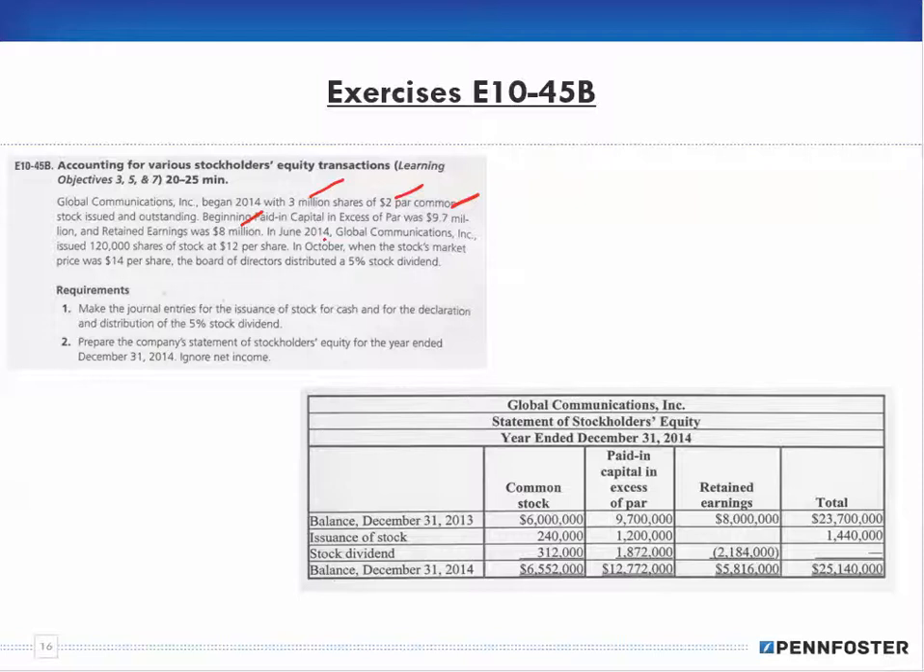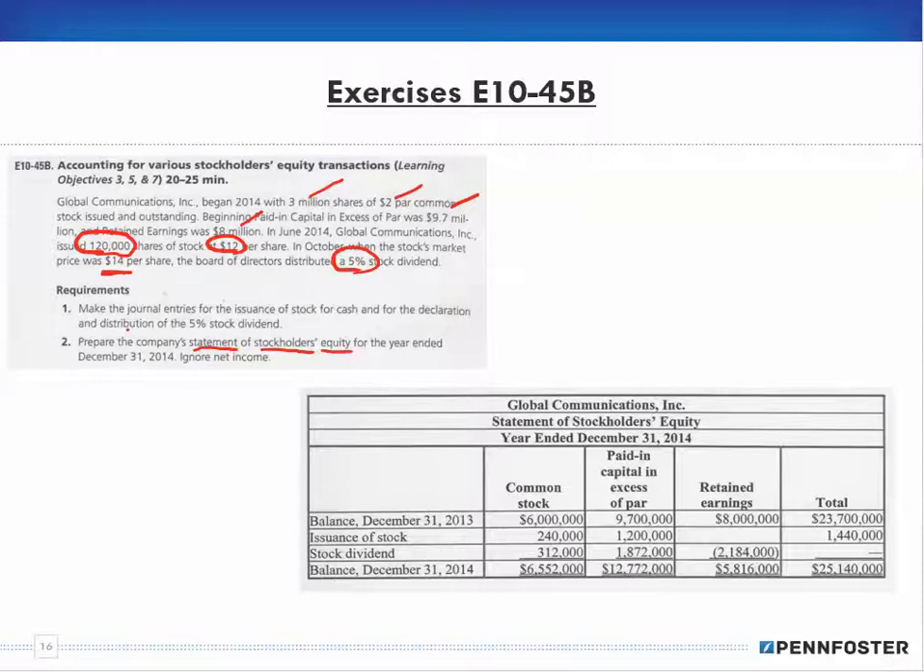In June 2014, they issued 120,000 shares at $12 a share. In October, when the market was at $14 a share, they distributed a 5% stock dividend. So it says, make their journal entries for the issuance of stock for cash and for the declaration and distribution of the 5% stock dividend. So we're going to make a journal entry for this 120,000 shares and for the 5% stock dividend. And then it says, prepare the company's statement of stockholders' equity.